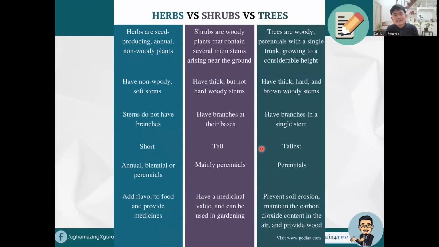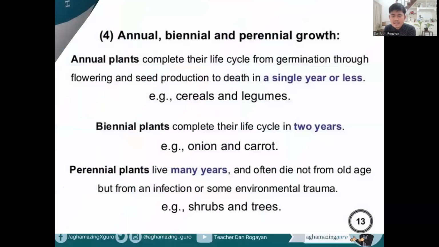Question: how do you call the study of trees? Starts with letter D. Yes, that's correct. Dendrology. So the study of trees is considered as dendrology. So we have the word annual, biennial, perennial. So annual usually complete their life cycle from germination through flowering and seed production in a single year or less, like cereals. So after a year, pwede na siyang mamatay. And then eventually, pwede na naman tayong magtanim.